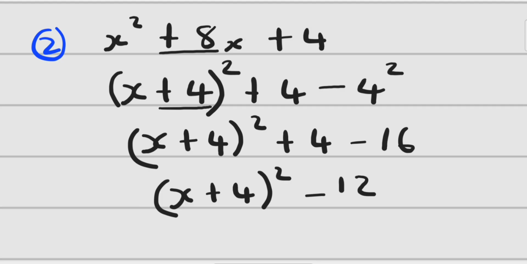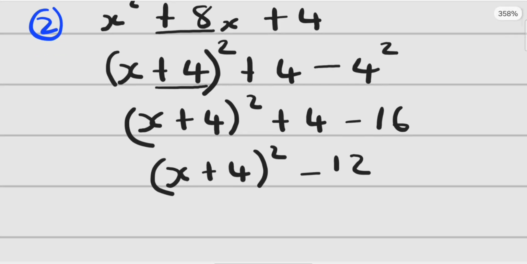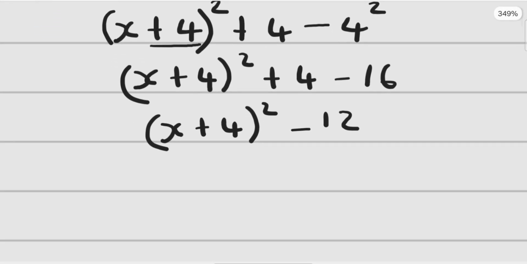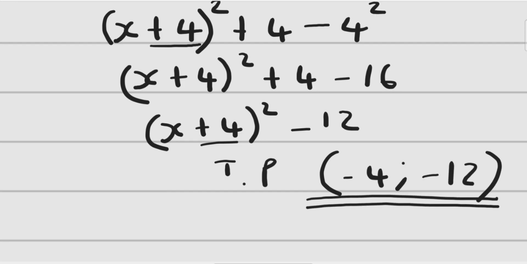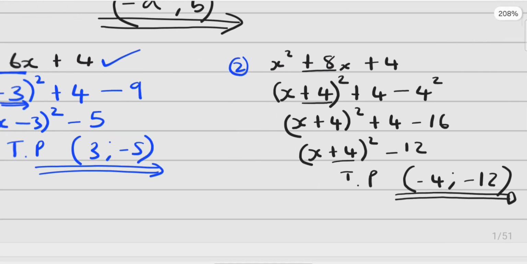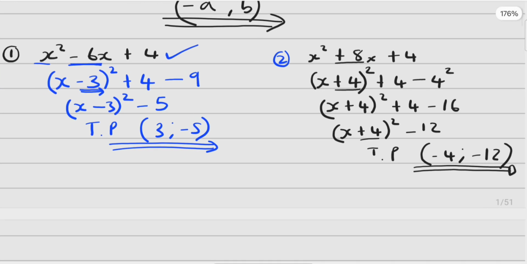And from this we can certainly get our turning point. So the coordinate of the turning point will be minus this, which is minus 4, then minus 12. Let's do 2 more examples with a different number as the coefficient of x squared.